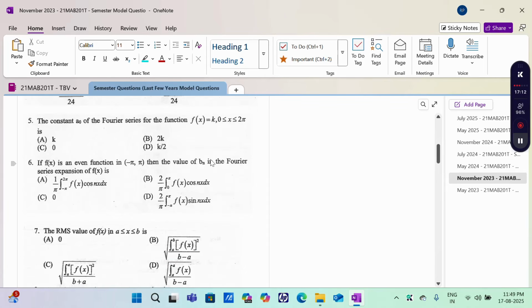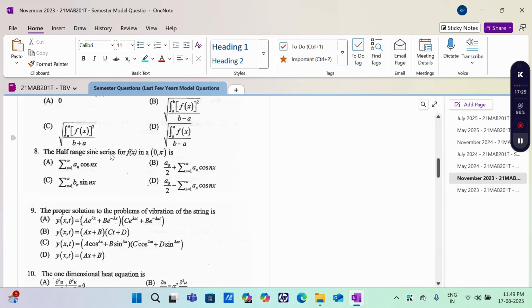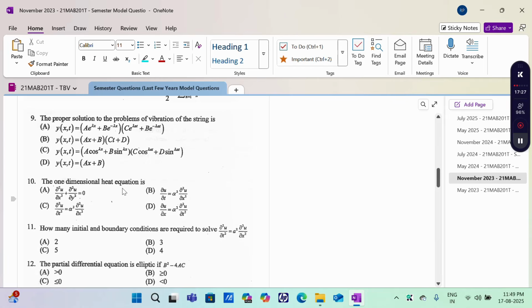And 5 to 8 are Fourier series, 0 to 2 pi, find a0, minus pi to pi, and then find the formula of Fourier even function related problem, root mean square value, and then half range sine series. Then 9th to 12th is application of partial differential equation.